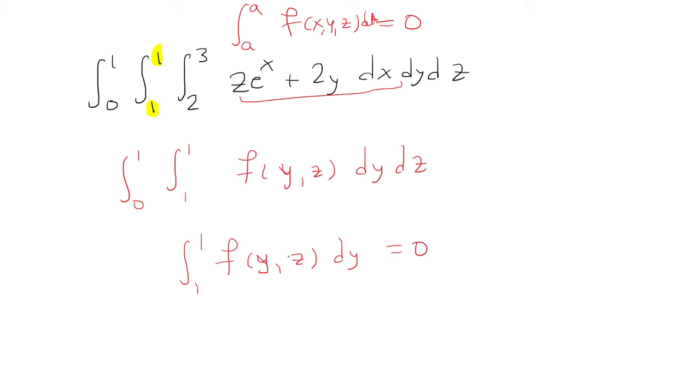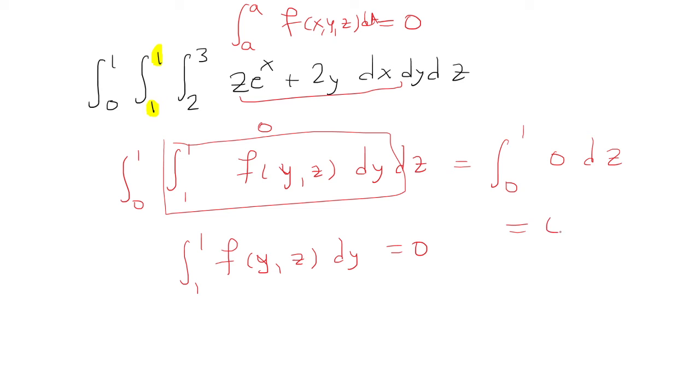So this part is 0 by this thing over here. So this thing we said is 0, and then you'll be integrating 0 from 0 to 1, and that's just going to be 0. Okay. So that's going to be our answer.